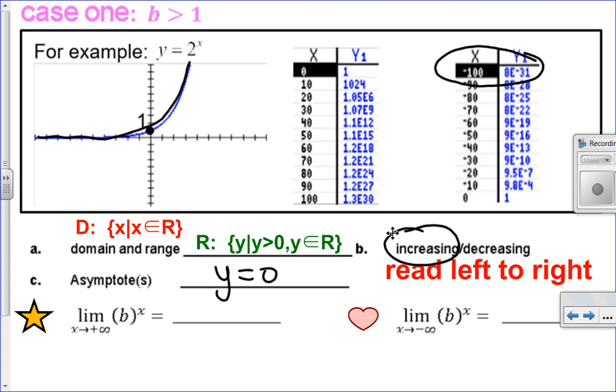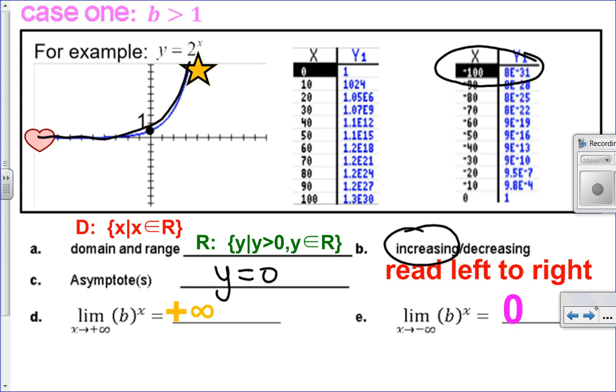Let's talk about the limits. The limit as x approaches positive infinity. As I have my x value, it gets bigger and bigger and bigger, you can see that it goes towards positive infinity. Let's look at the limit as x approaches negative infinity. As x gets smaller and smaller and smaller, you can see it goes towards a y value of 0.